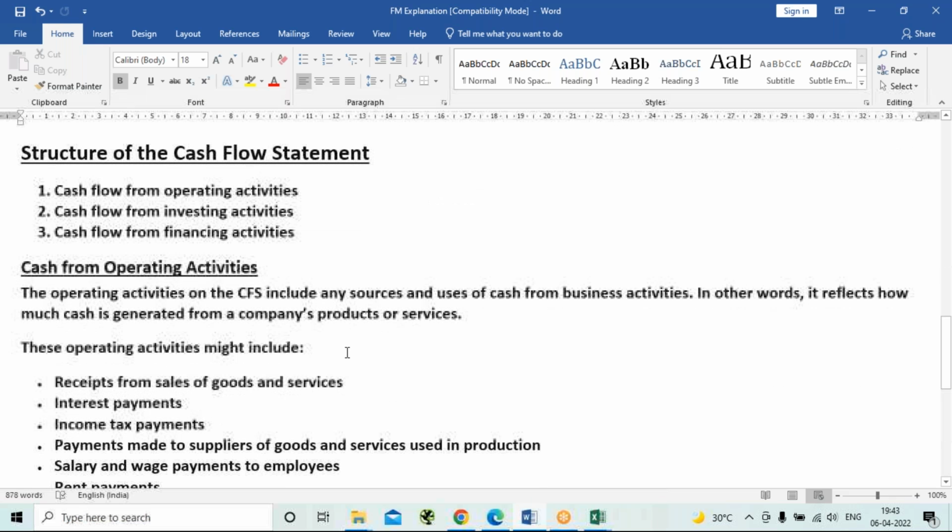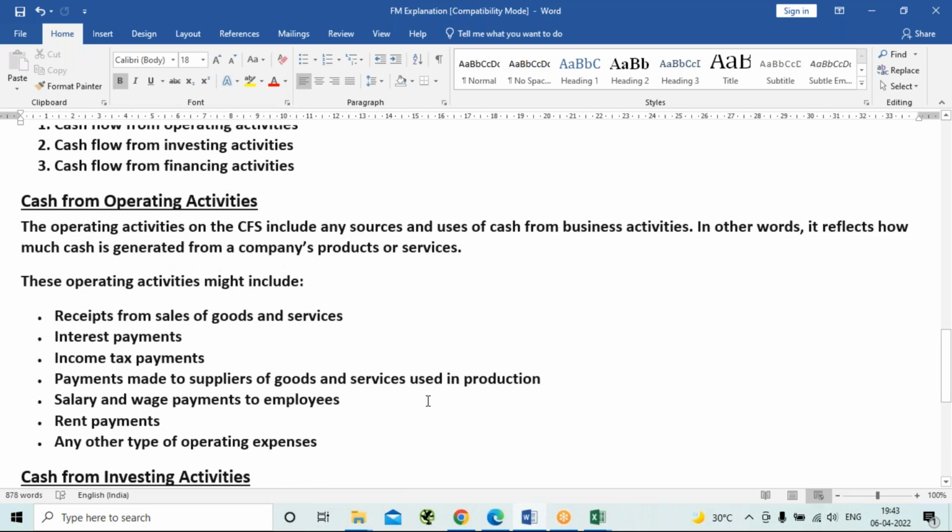So let's see what is involved in the operating activities. The operating activities on the cash flow statement include any sources and uses of cash from business activities. Otherwise, it reflects how much cash has been generated from a company's products or services. It is completely about the operational activities. So operations means what? The receipts from the sales of goods and services. So how much sales has happened? How much did we receive? And whenever we have purchase and sales transactions, they happen on two bases: cash basis and credit basis. So here it shows how much you received and how much you are yet to receive.